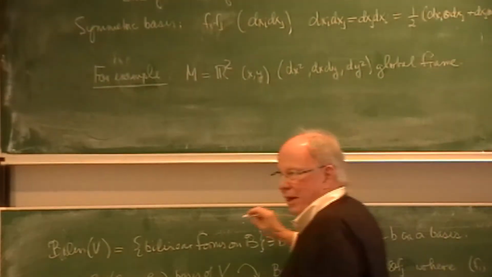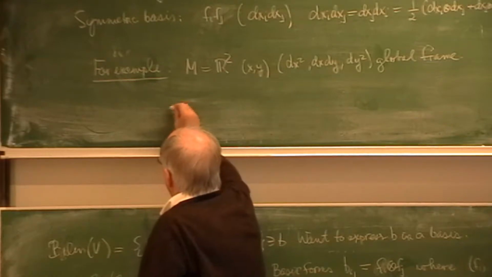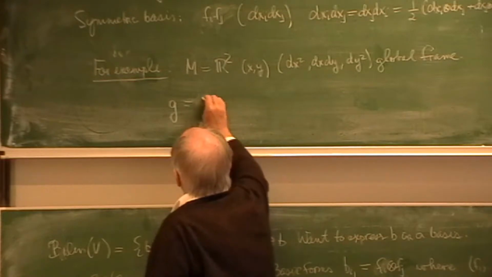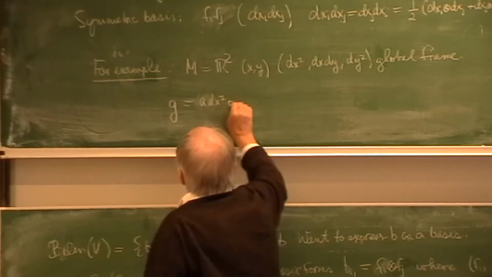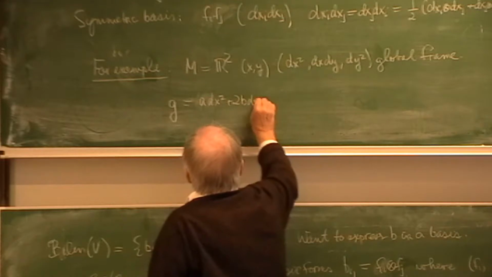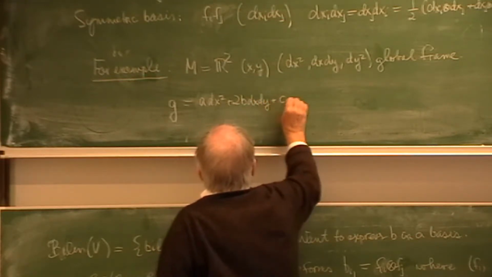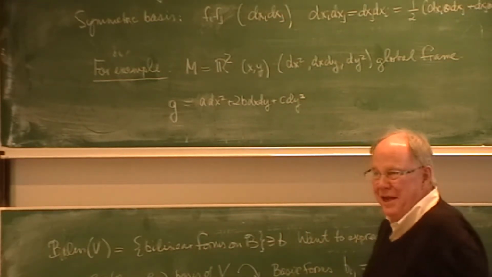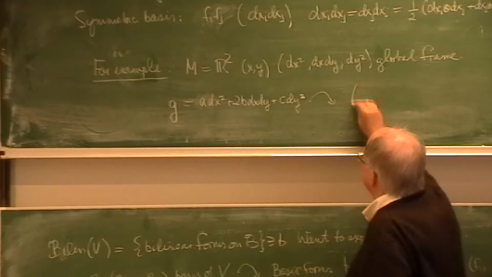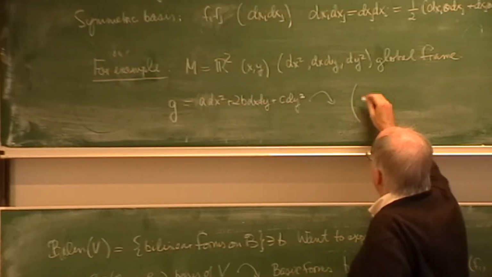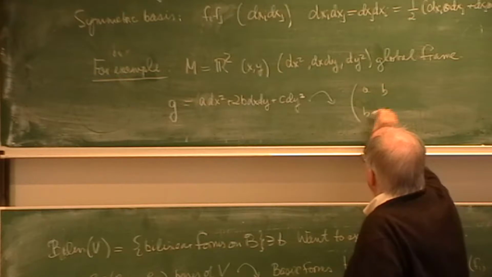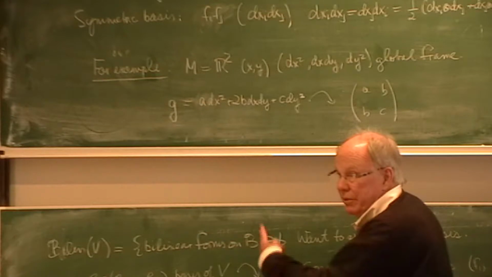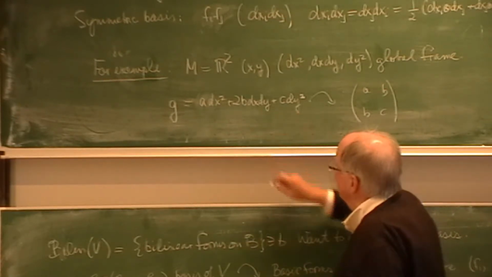Right? And the bilinear form then, and I'll dedicate it to Gauss, is a dx squared plus 2b dx dy plus c dy squared, with a constant of course. We always write it that way, and of course that corresponds, in this basis of arbitrary forms, to the symmetric matrix a, b, b, c. And this is the form.